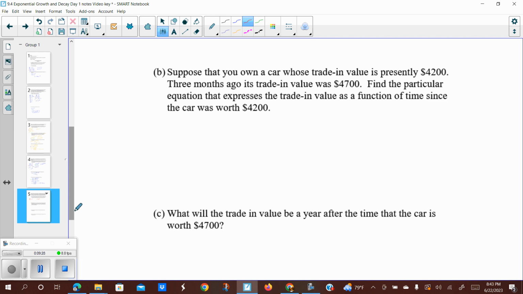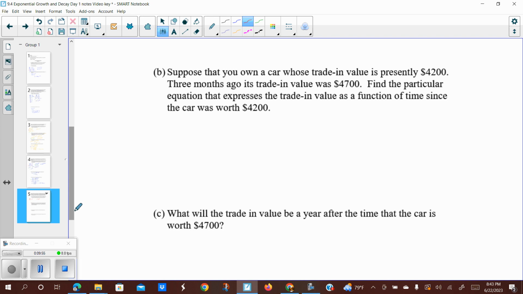You can either consider the $4,200 as time 0. And if that's the case, because it does say presently, so you could consider that as your time 0, 3 months ago means that your time when you plug in for t is actually going to be -3 since it's time in the past. You could also consider that 3 months ago was time 0, 4,700, and then your time for t would be 3 if you used 4,700 as your c value.